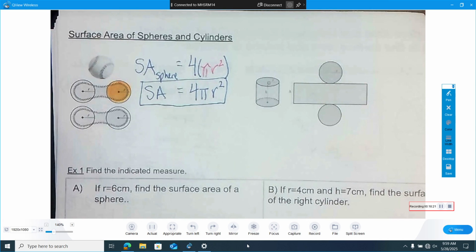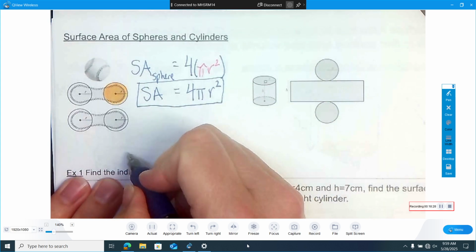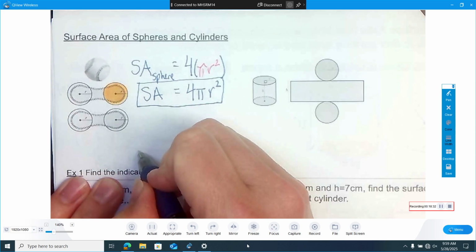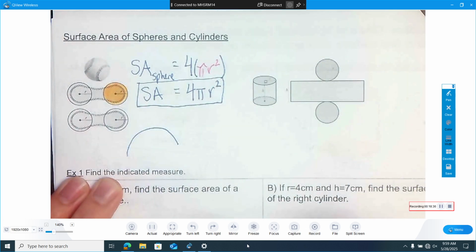Okay, so then I want to talk about, what if I have a hemisphere? What is the surface area of a hemisphere? So I'm going to draw a hemisphere.